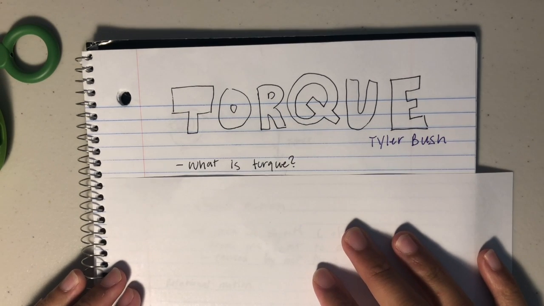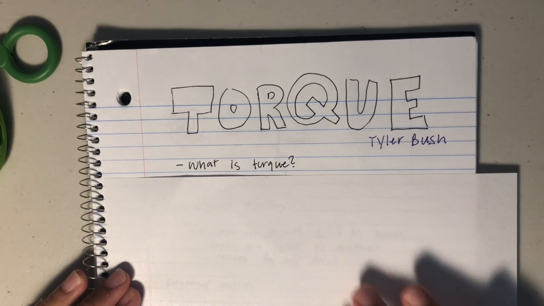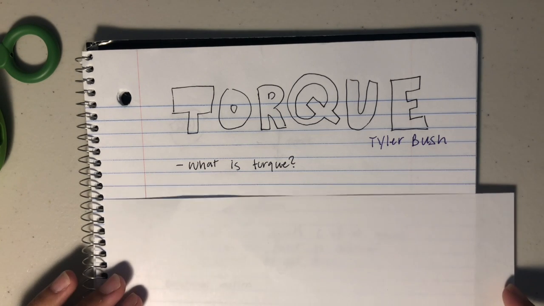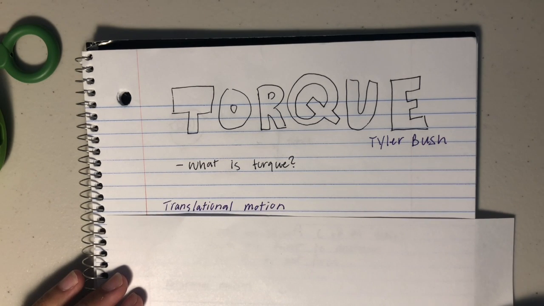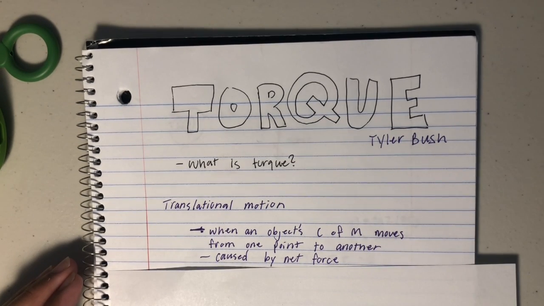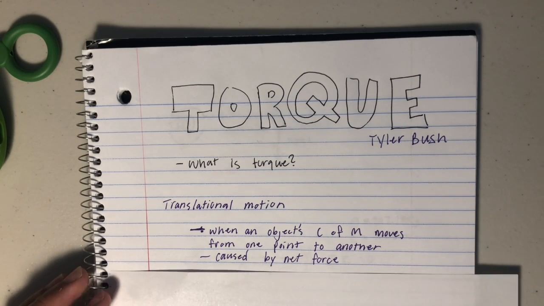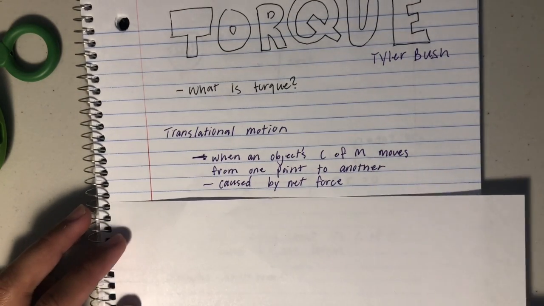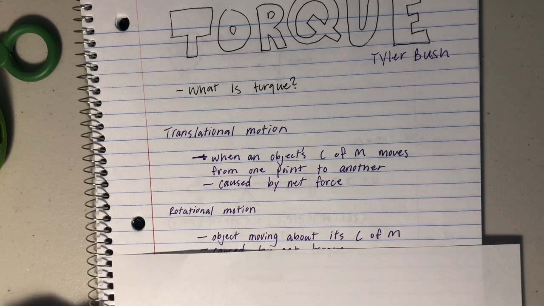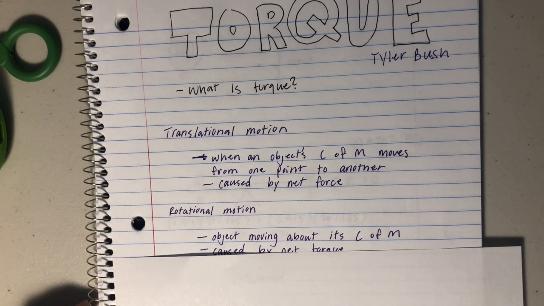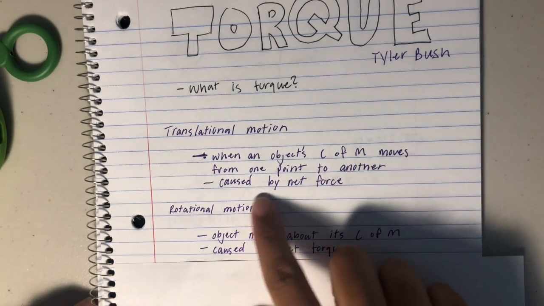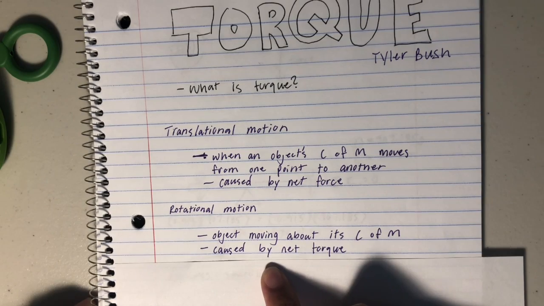So, first question, what is torque? Or what is a torque? Let's start off with some definitions first. So we have translational motion, and translational motion is when an object's center of mass moves from one point to another, and this is caused by net force. Then we have the rotational counterpart of that, which is rotational motion, and this is an object moving about its center of mass. And aside from translational motion, that's caused by net force, rotational motion is caused by net torque.